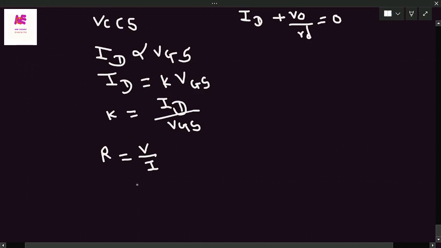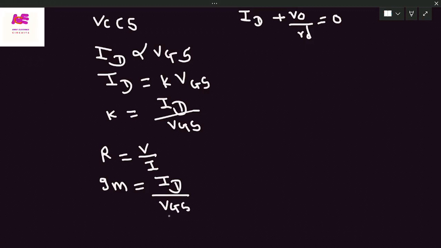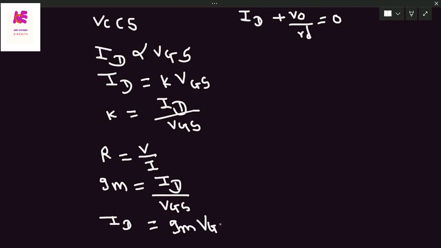Resistance is equal to V by I, but here we are getting ID by VGS. So K is simply the inverse of resistance, and we call this transconductance. Transconductance is the ratio of current to voltage, so its unit is ampere per volt, or in standard form, Siemens. So the ID value we are considering in this case is Gm into VGS.